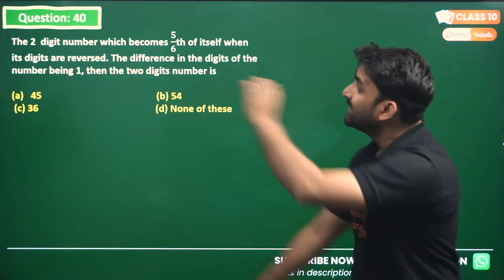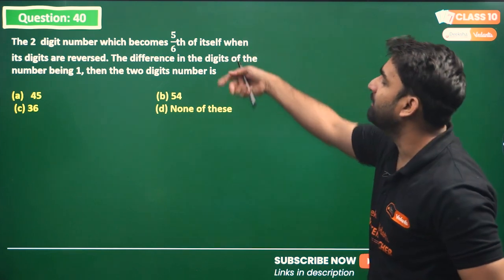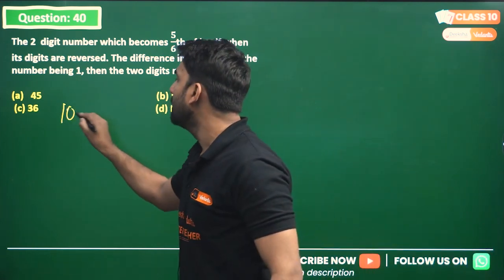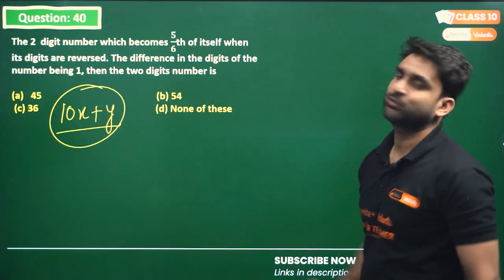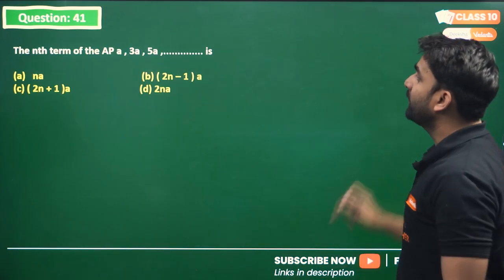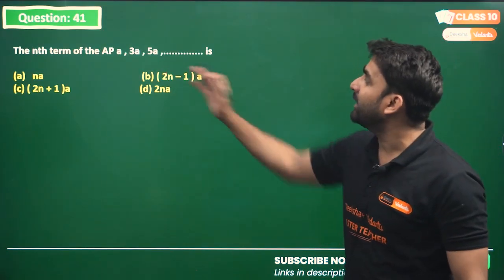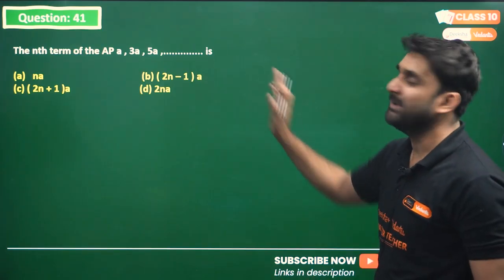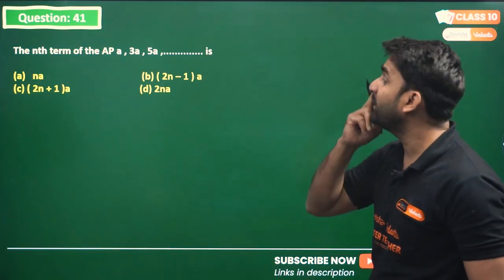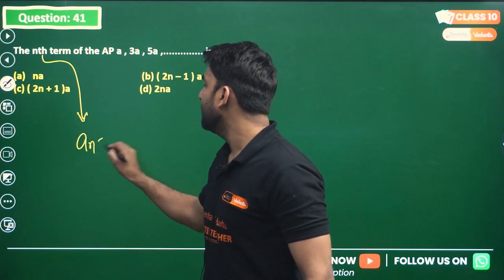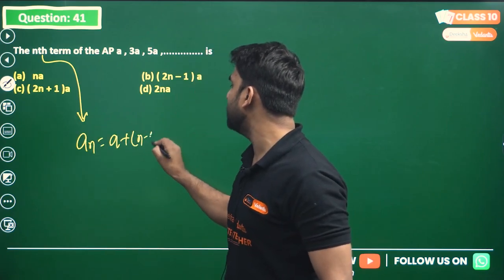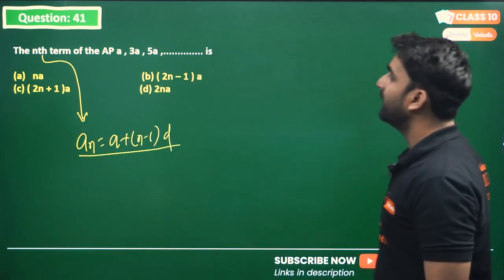Question number 40. The 2-digit number which becomes 5 by 6. Again, I'm talking about a 2-digit number, 10x plus y. So use this formula and solve this question. Very important question. Question number 41. The nth term of the AP will be what? My dear, an AP is given to you and we have to find out the nth term. This is nth term, my dear, and nth term means an, and the formula of an is a plus n minus 1 into d. Use this formula.